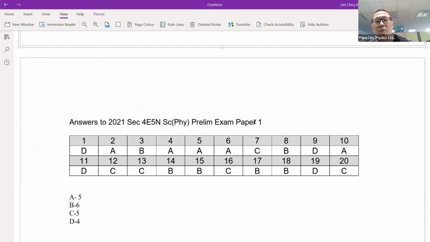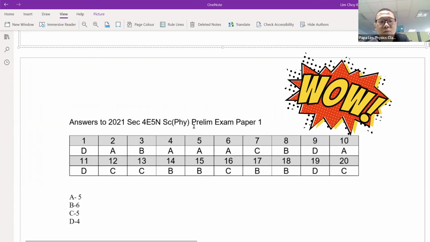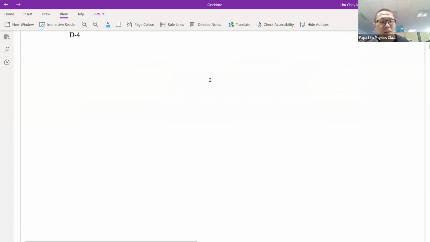Remember, for paper 1 MCQ you have to score a minimum of about 15 to 16 marks out of 20 questions, so that you can use your paper 1 marks to value add to your grades, to push your grade one level higher. I believe you have already checked your answers, so let's go through some of the questions for this paper.